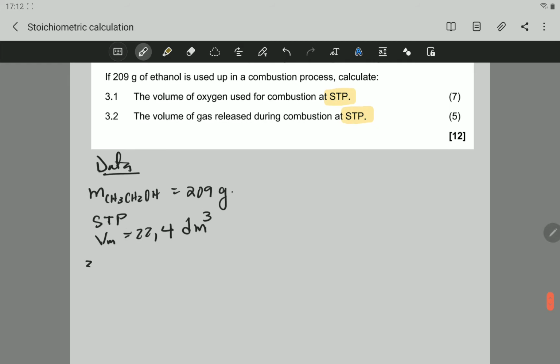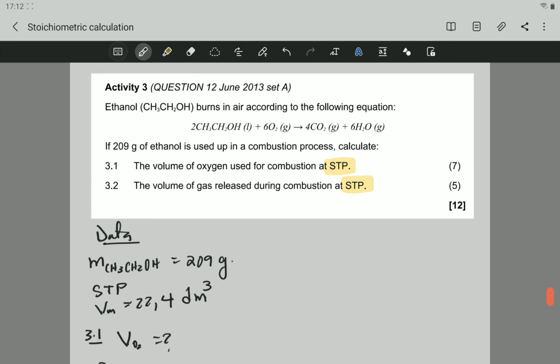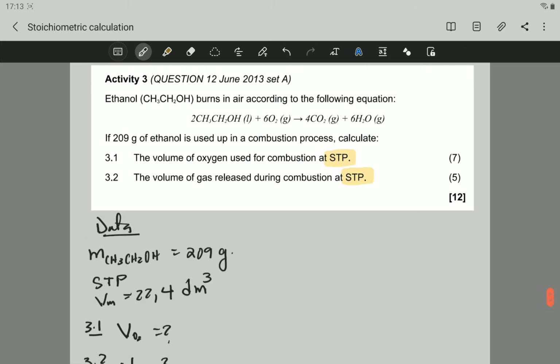Now, for 3.1, the question asks to calculate the volume of oxygen used. So it's volume of oxygen used. All right? And in 3.2, they ask us to calculate the total volume of the gases released at the end. So the total volume of carbon dioxide and water. This is the question. Okay? So now, to do the question in 3.1, what do we have to do? And this is always the same way of working for this type of calculation. So step one will be writing the data.